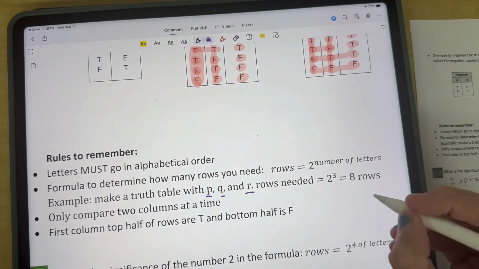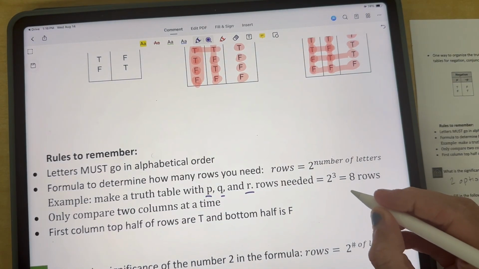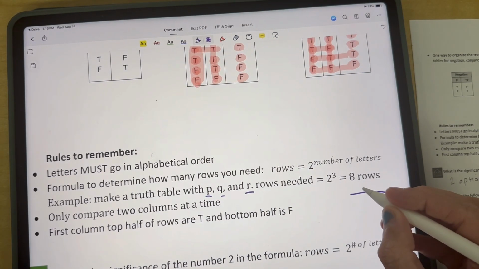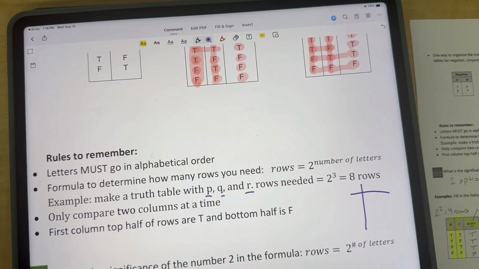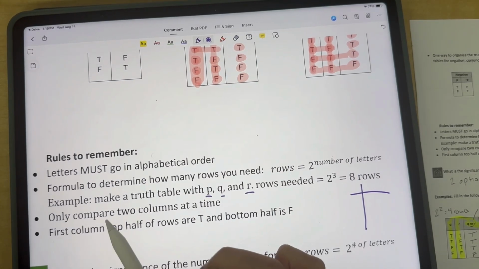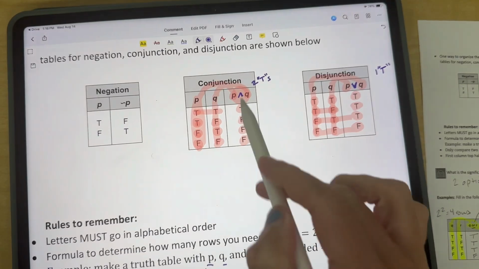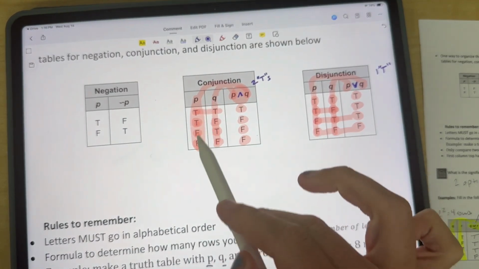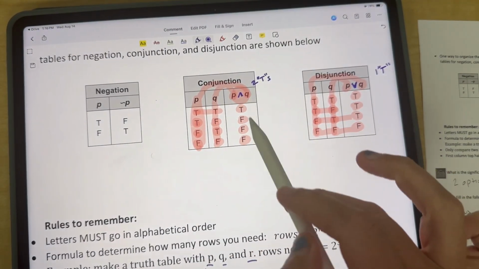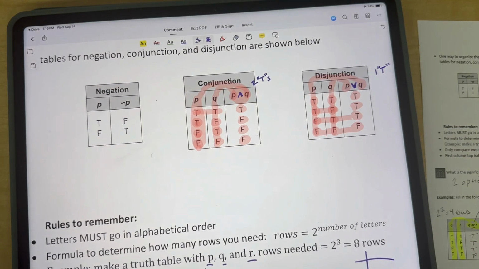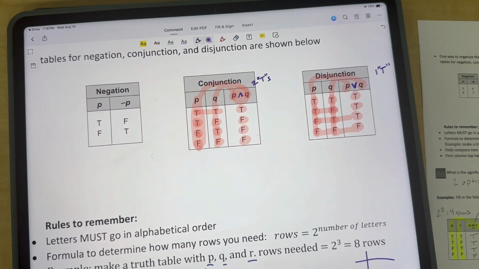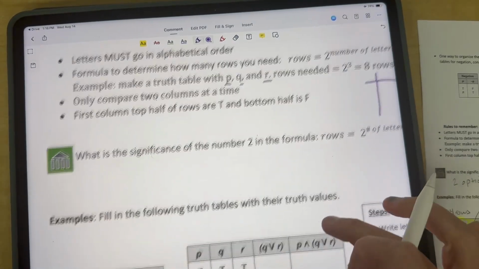Those 8 rows, we're going to get to it, but like it says right here, I'll wait till I get there. Only compare 2 columns at a time. A column is where we drew our little arrows to, where the highlighter went to. So we compare these 2 columns to understand this column. You can only compare 2 at a time. You can't compare 3, 4, 5. You're only going to compare 2 true and falses at the same time, every time.